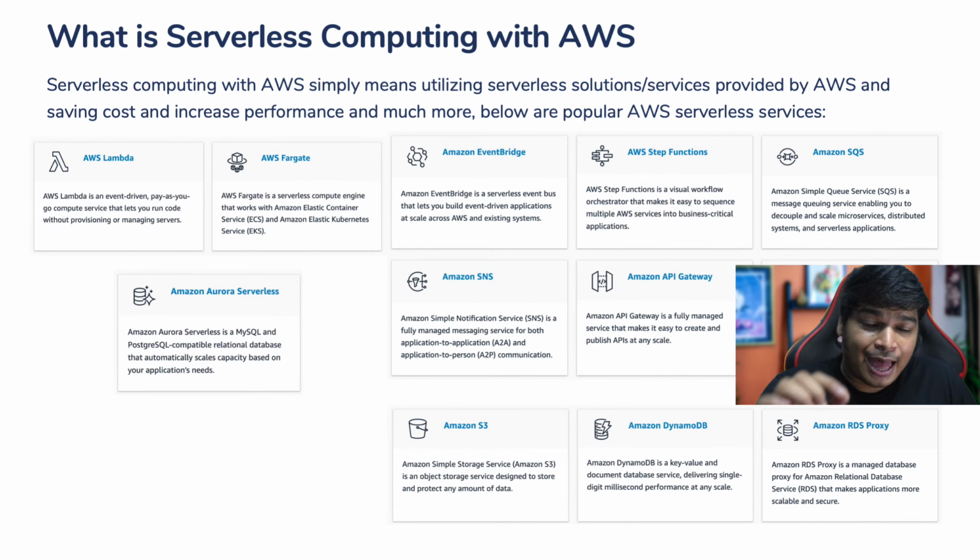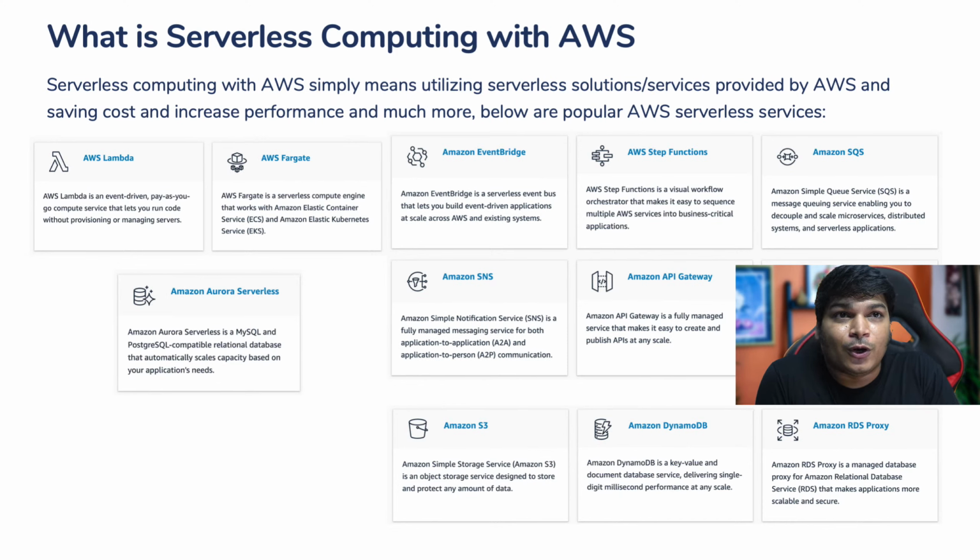Last one is Amazon Aurora Serverless. So what is Amazon Aurora Serverless? It is a MySQL and PostgreSQL compatible relational database that automatically scales capacity based on your application need. Again, the one I talked about before is DynamoDB, which is an object store, a JSON kind of key value data store. Here you're talking about Aurora Serverless, a relational data store, where you can store your MySQL databases, or PostgreSQL also. Really great service, and it's highly scalable.